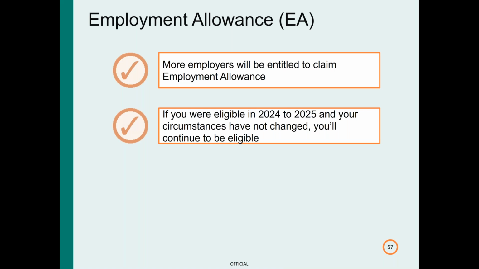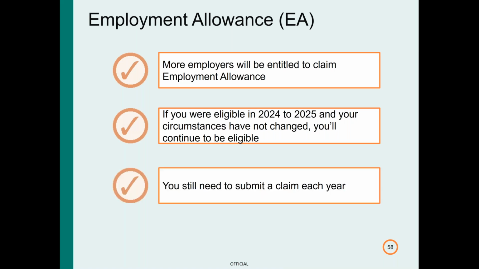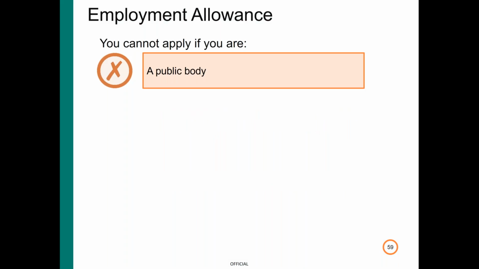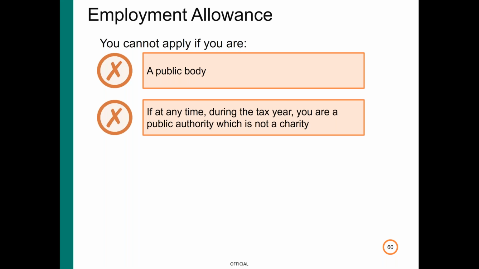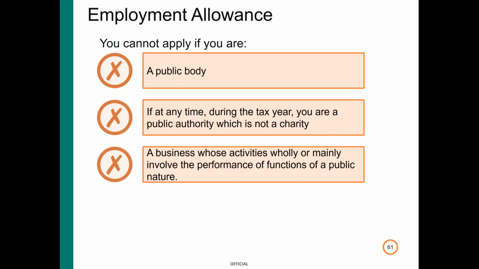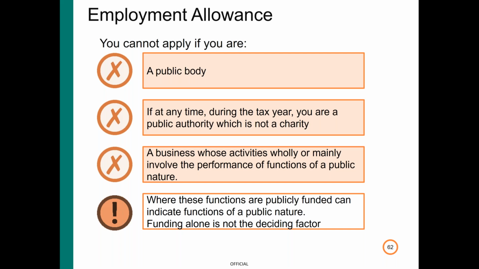You still need to claim the allowance each tax year because claims do not automatically roll over from the previous tax year. You cannot apply if you are a public body or if at any time during the tax year you are a public authority which is not a charity or a business whose activities wholly or mainly involve the performance of functions of a public nature.